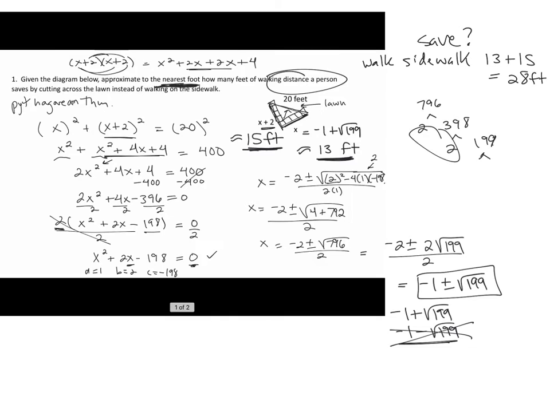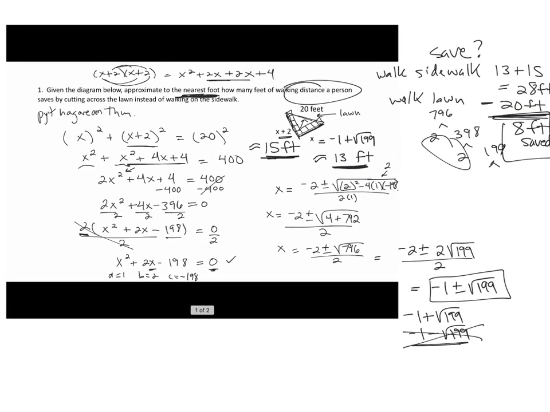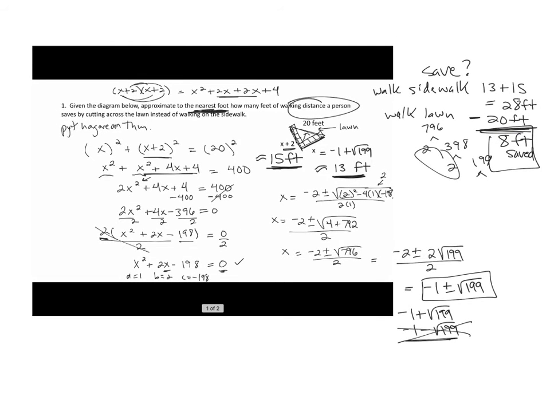How much would we be walking if we walked the lawn? That's 20 feet, right? So how many feet are we saving? Let's take the difference. 28 minus 20, that's 8 feet saved. That answers the question when they asked us to the nearest foot. How many feet would a person save by cutting across the lawn instead of walking the sidewalk? The sidewalk is 28 feet walking distance altogether. The lawn is 20 feet, so we'd be saving 8 feet by cutting across there.